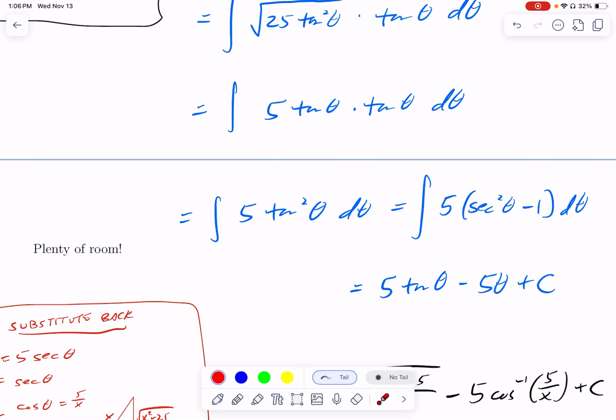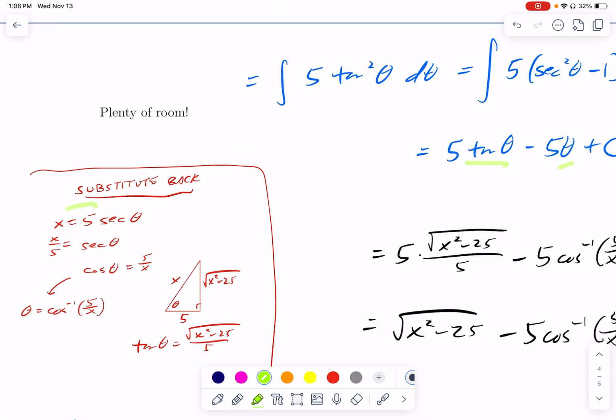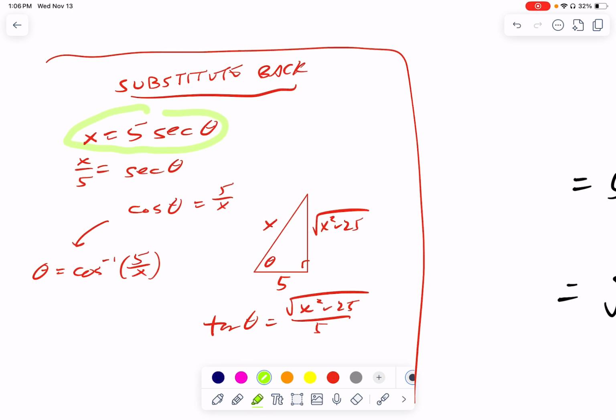Now we need to substitute back, and this is where things get a little tricky because it's not directly plugging in. We need to figure out some relationships. So I'm going to need to know what is tangent theta in terms of my original variable x, and what is theta in terms of my original variable x. So I'm just doing some work over here. I assigned x as 5 secant theta. If you're watching this because you missed class, I'm doing this much faster because it's already written down, so please hit pause as you need to.